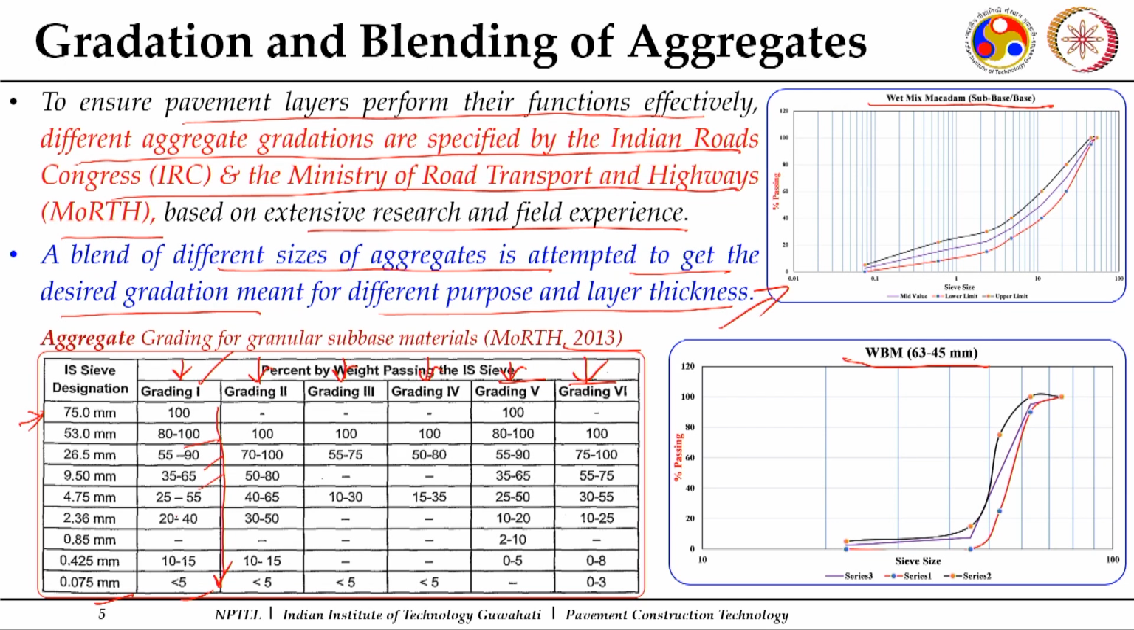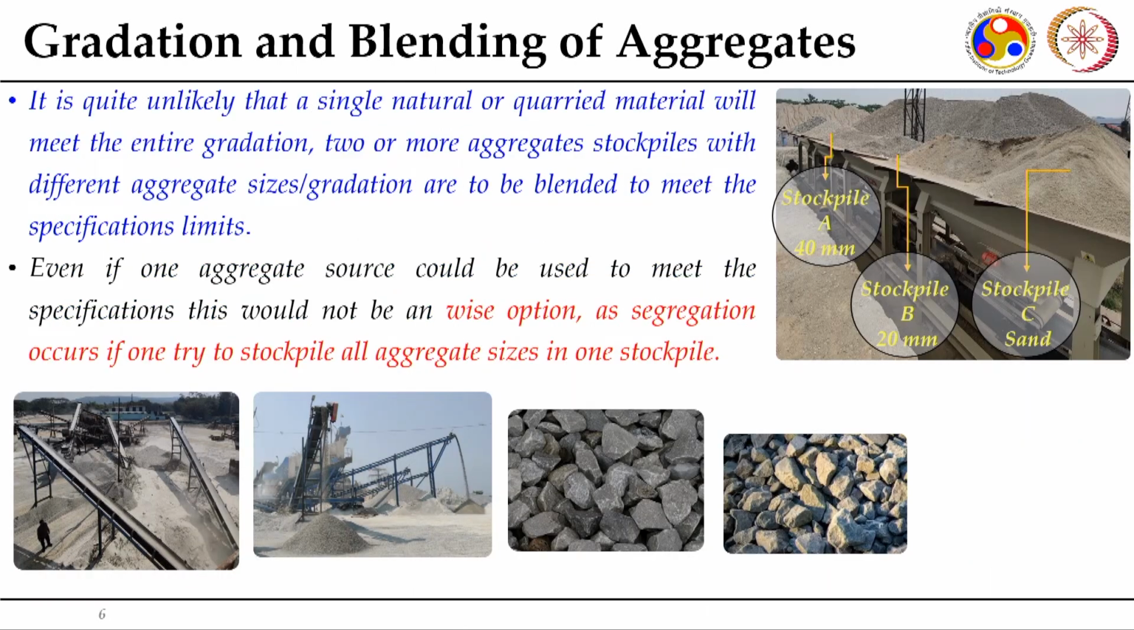There will be a lower limit; the material should at least have 25% passing through 4.75 mm and a maximum of 55% passing through 4.75. Similarly, for 425 micron, it says that 10 to 15% should be in this range. 10% is the lowest passing and 15% is the maximum passing. Certain sieve requirements are not given for a few gradings, and there are other requirements.